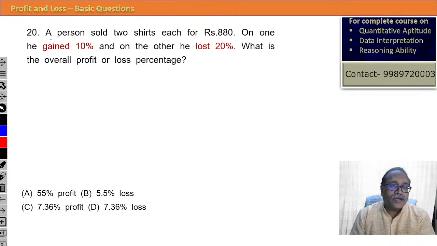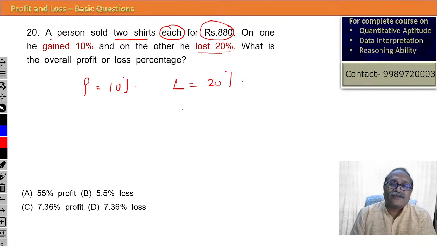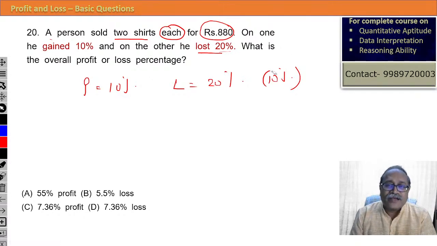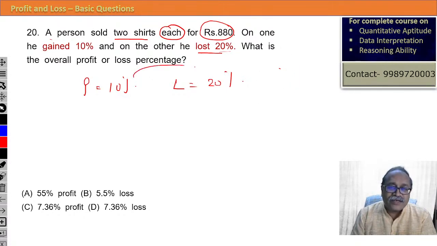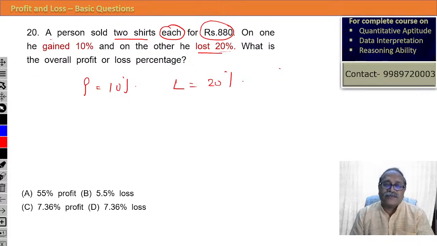Okay. Now a person sold 2 shirts for rupees 880 each. So it is the same as the previous question. But you can find that in one he gets a profit of 10%, and in another he gets a loss of 10%. No, the loss of 20%. Had it been 10% loss, I would apply the previous formula. But here the loss is not 10%, here it is 20%. Now what is the overall profit or loss percentage?